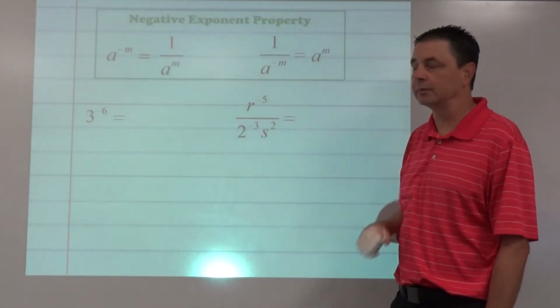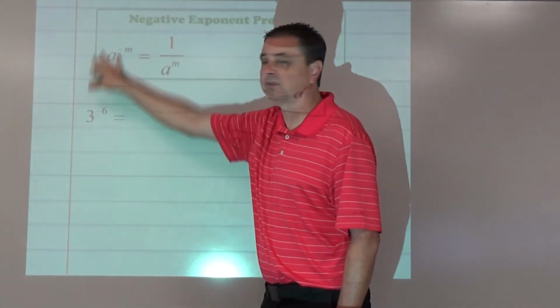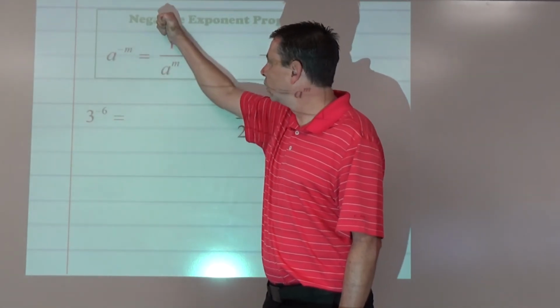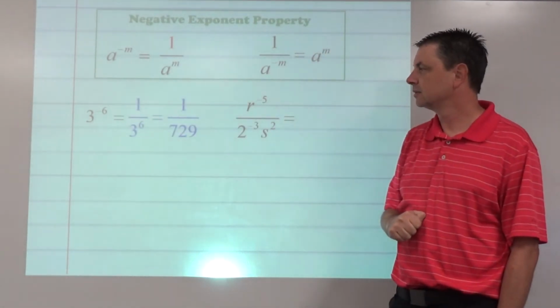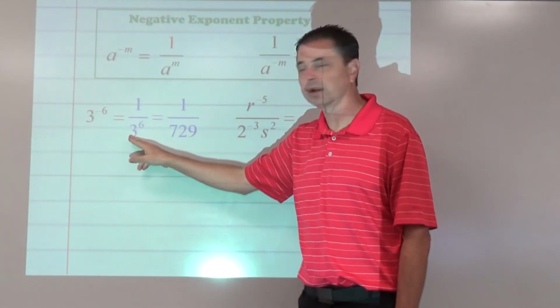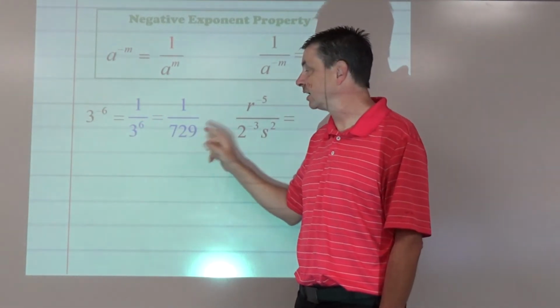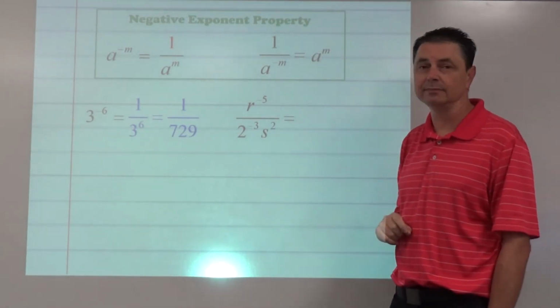So some practice problems here. 3 to the negative 6th follows this model. 1 over 3 to the 6th, which means 1 over, and if you type in 3 to the 6th on your calculator, you get 729.